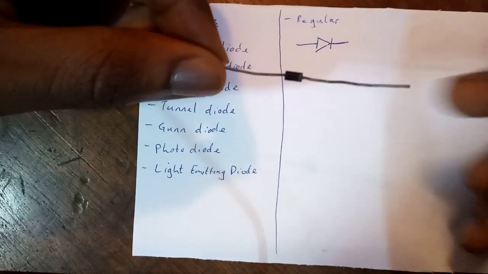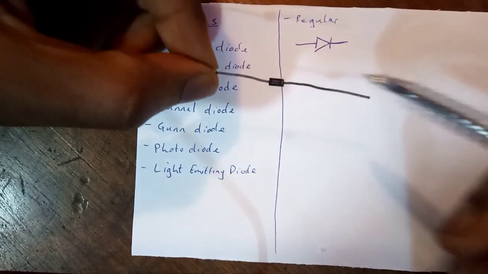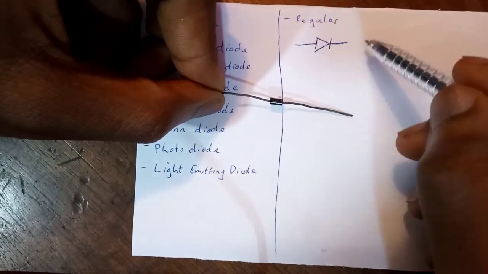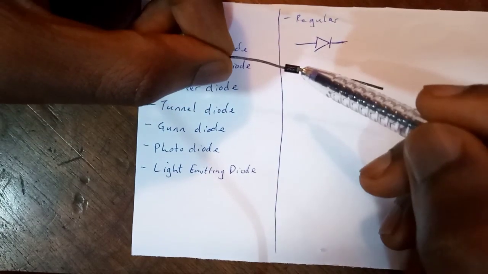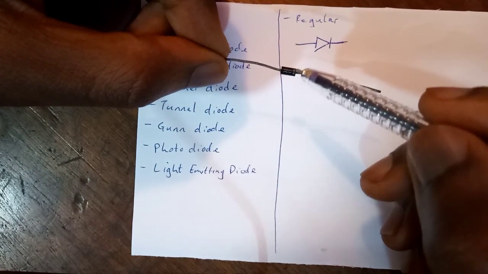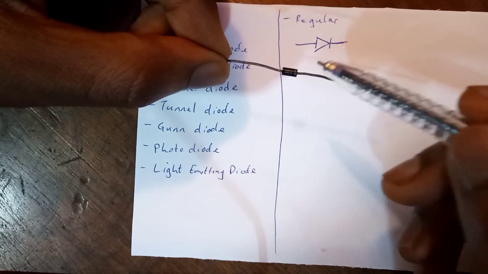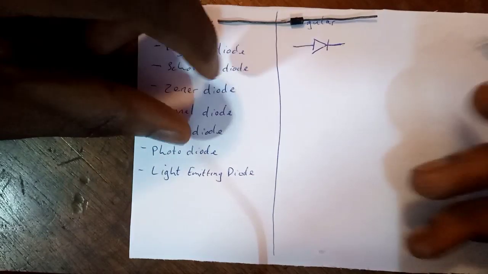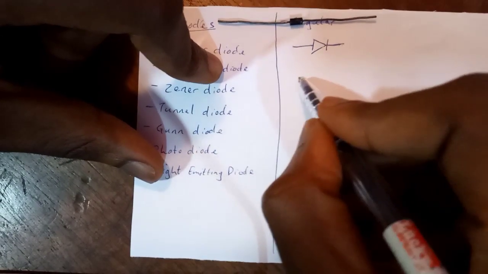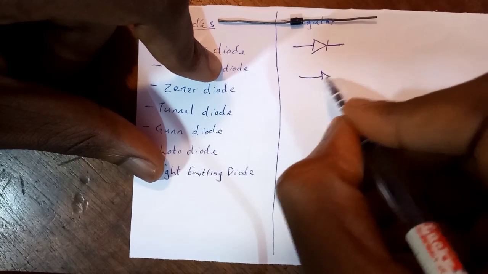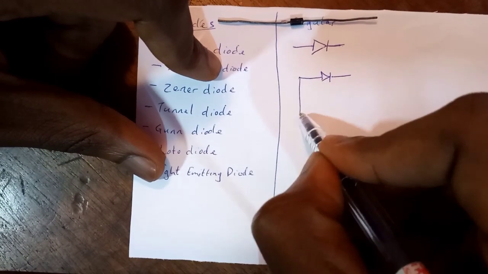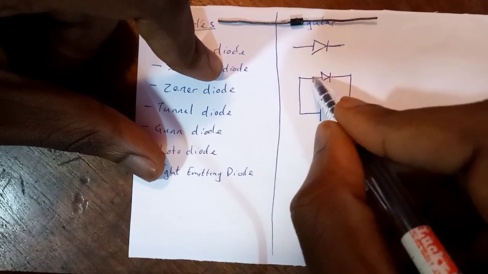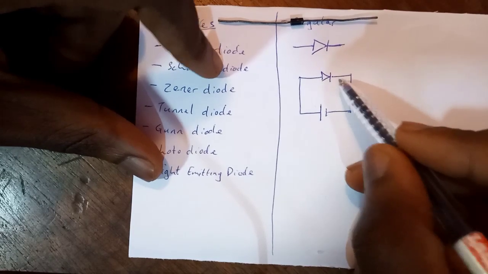Here is how you can know which part is the cathode and which part is the anode. The positive side is called anode, the negative terminal is called cathode. Can you see the silver line on the black body? Yes, that is the cathode. To connect it in a forward biased format in a circuit, you have it like this. So you can see the positive side of the battery to the anode, the negative side of the battery to the cathode.